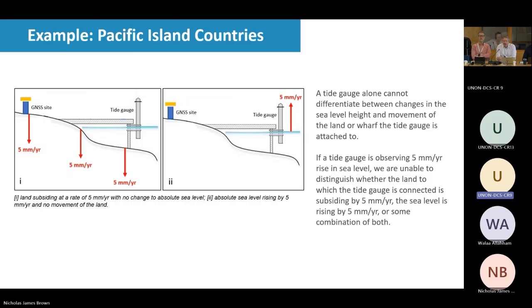A tide gauge on its own can't differentiate between changes in sea level height and movement of the land. If a tide gauge is observing 5 millimeters a year in sea level rise, we are not able to distinguish whether that's because the land is subsiding or because the sea level is rising or because it's some combination of both.